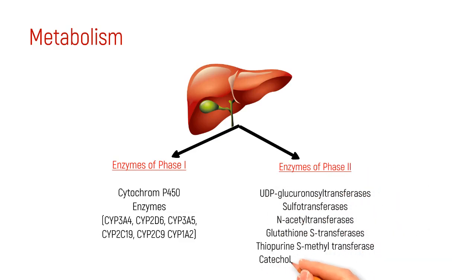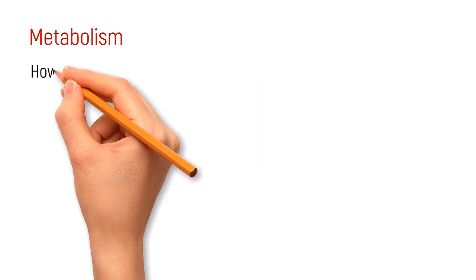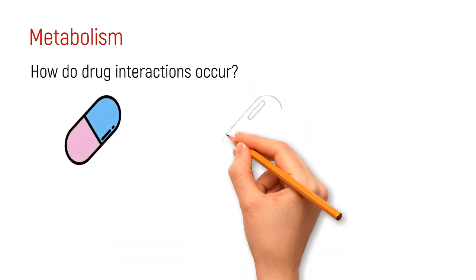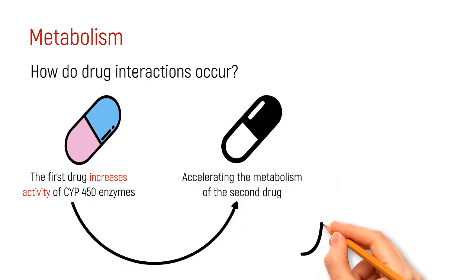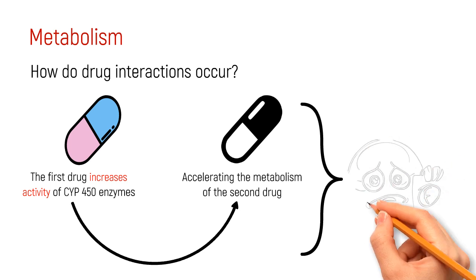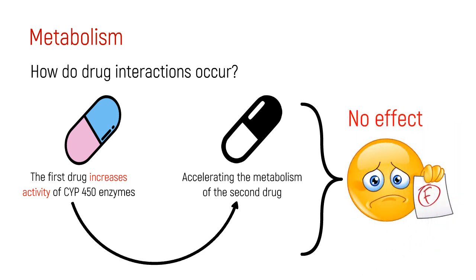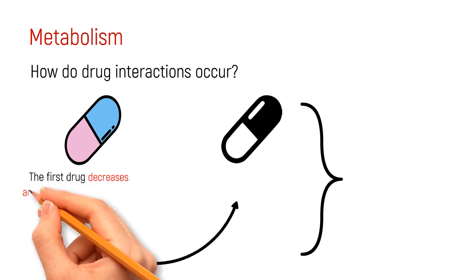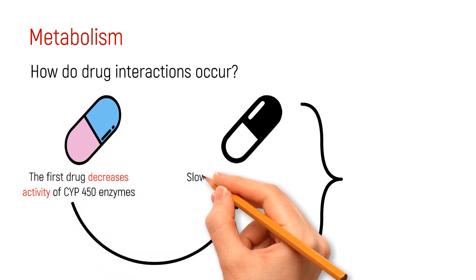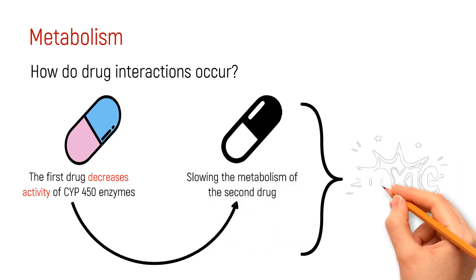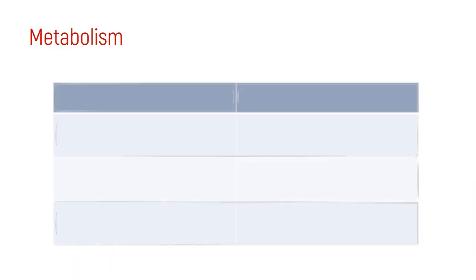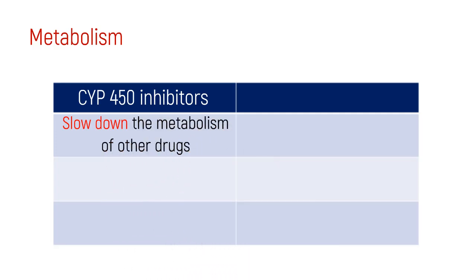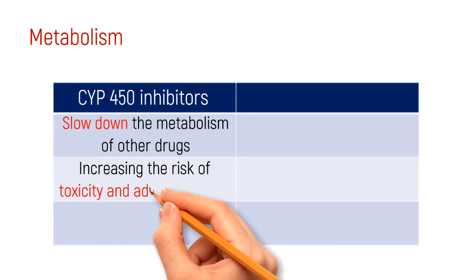A few moments ago, I mentioned that many drug-drug interactions are related to the metabolism process, specifically involving cytochrome P450 enzymes. How does this occur? When two drugs are taken together, one may increase the activity of cytochrome P450 enzymes, which accelerates the metabolism of the second drug. As a result, the second drug is converted into a hydrophilic form before reaching its site of action, reducing its effectiveness and preventing it from providing the desired therapeutic benefits. Conversely, when two drugs are taken together, one may decrease the activity of cytochrome P450 enzymes, slowing the metabolism of the second drug. This can cause the second drug to accumulate in the body, potentially leading to toxicity and adverse effects. There are drugs known as cytochrome P450 inhibitors, which slow down the metabolism of other drugs, leading to their accumulation in the body and increasing the risk of toxicity and adverse effects.